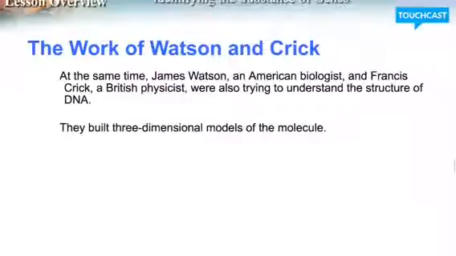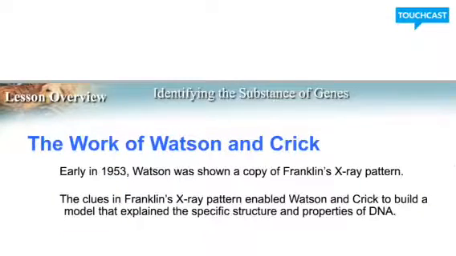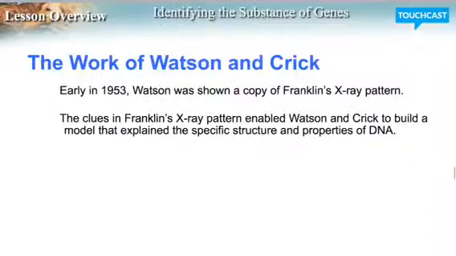So this is what you need to know. They were able to build a model of the DNA, the double helix model that we know, and this was largely because of the work that Rosalind Franklin was able to do. Rosalind Franklin was the first person to determine that the DNA had the structure of an X. Watson and Crick used her work to build a model of the DNA.